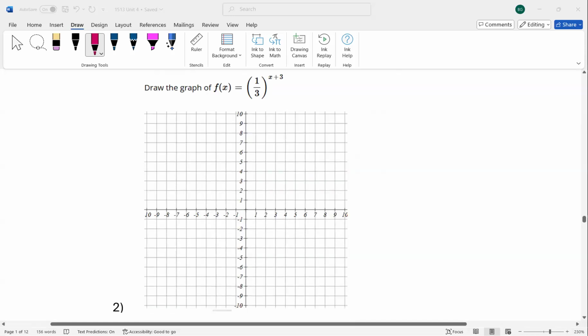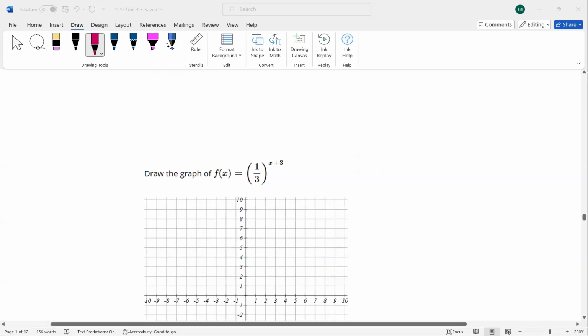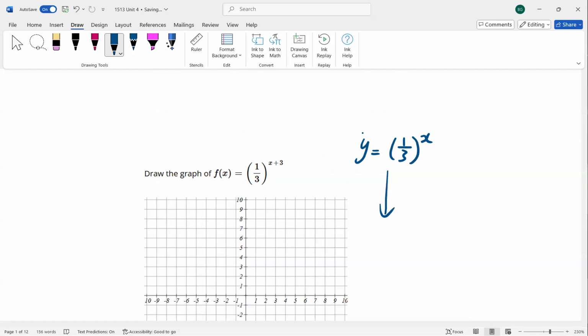Next one, draw the graph f of x equals 1/3 to the power of x plus 3. It's important to identify the mother function. The mother function is y equals 1/3 to the power of x. How do we do the transformation to get the daughter function with the exponent x plus 3? The 3 is added to x, right? So it's going to be a horizontal shift. Is it shifted to the right or shifted to the left, guys?